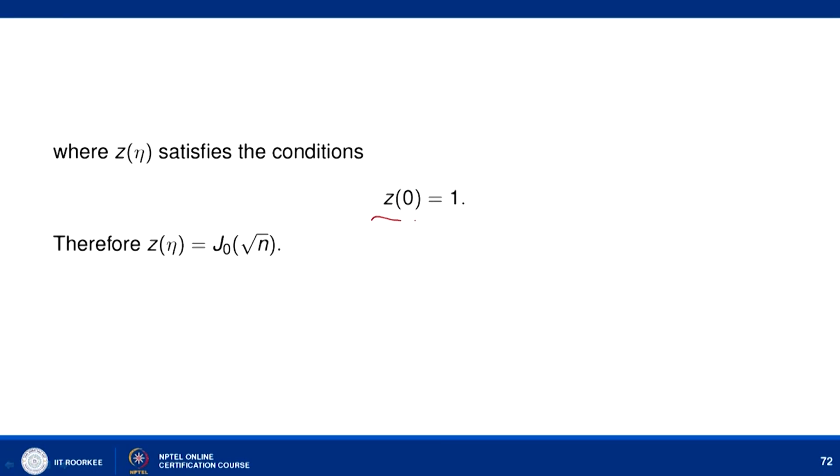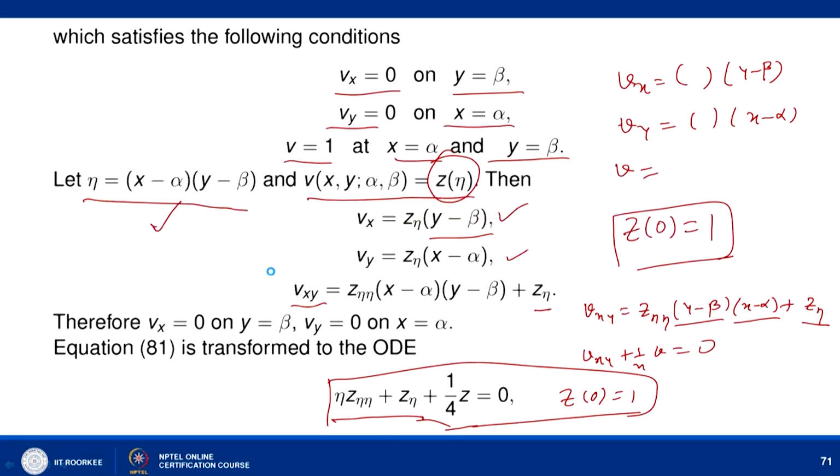So, we want to show that this is nothing but J naught root eta. Our claim is that the solution of this problem is J naught of root eta. So, how can we show this? Here we want to show that the solution is actually J naught of root eta.